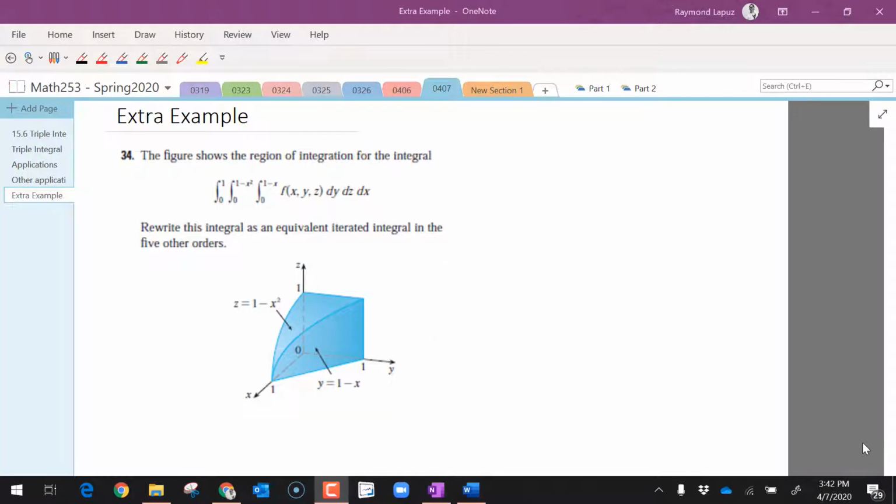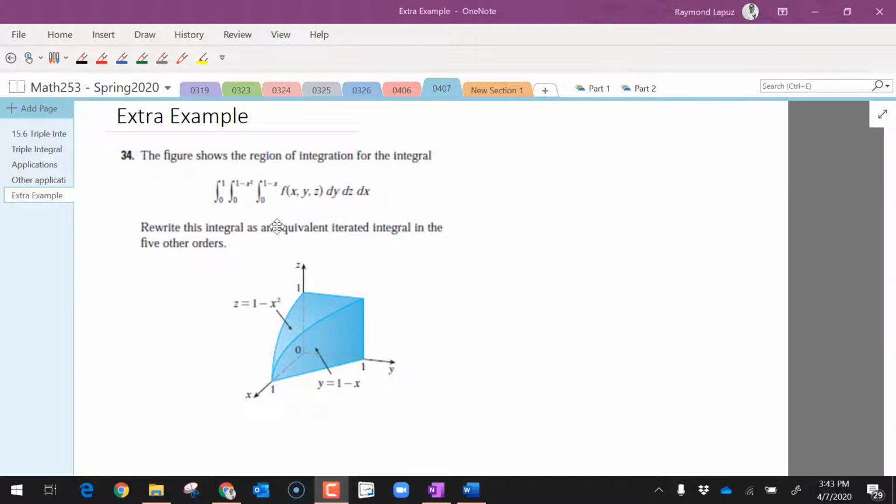Hey there, let's take a look at this example. It says the figure shown is the region of integration for the integral. So there's an f of x, y, z function here that we don't know. It makes this generic. We're not going to evaluate it. What's important is to set up the triple integral.